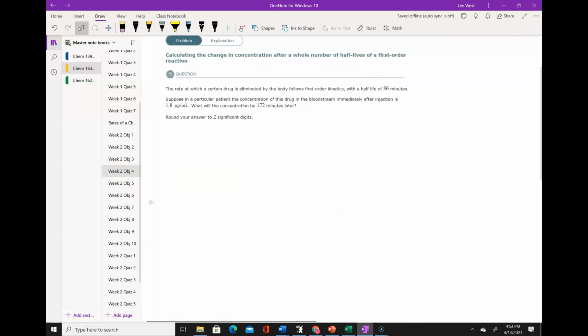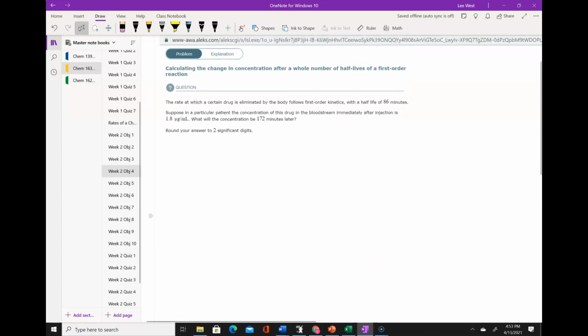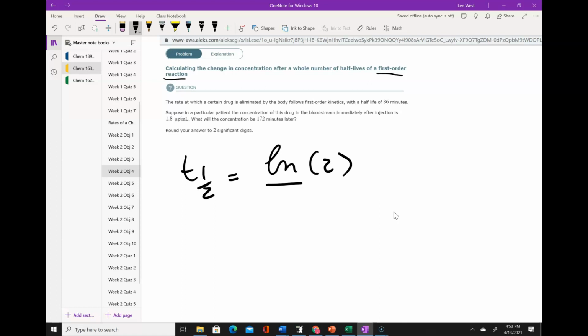Okay. So what we're going to do here is calculate the change in concentration after a whole number of half-lives of a first order reaction. The half-life of a first order reaction is given by log 2 on the rate constant. Now, the thing about the half-life of a first order reaction is you can see that it doesn't depend on the concentration of anything, right? It is a fixed amount.